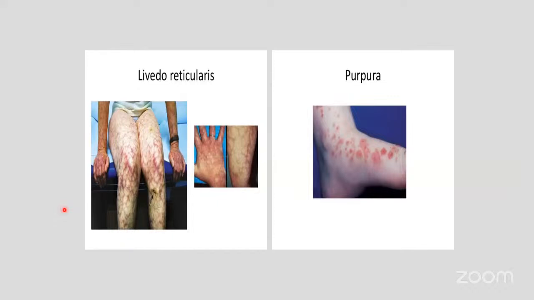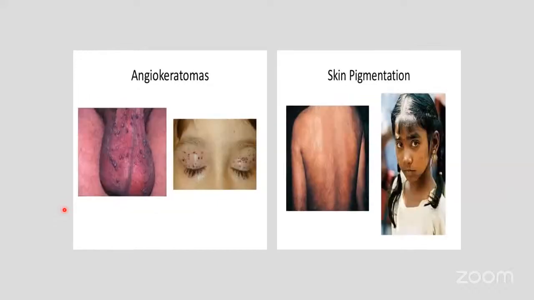These are photos of livedo reticularis and purpura. Angiokeratomas, skin pigmentation for leprosy.